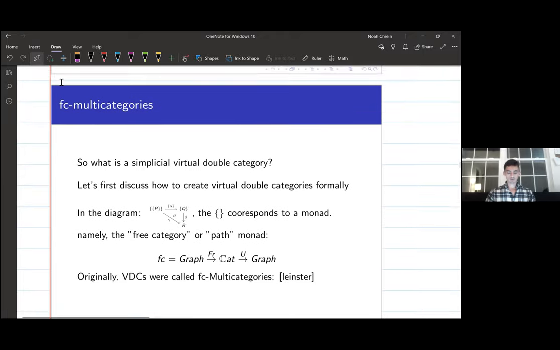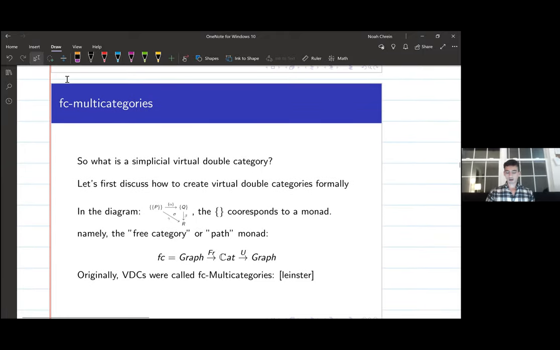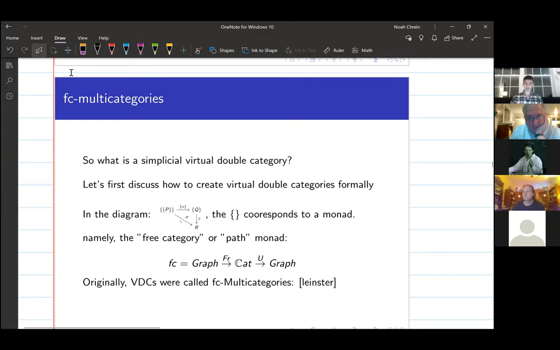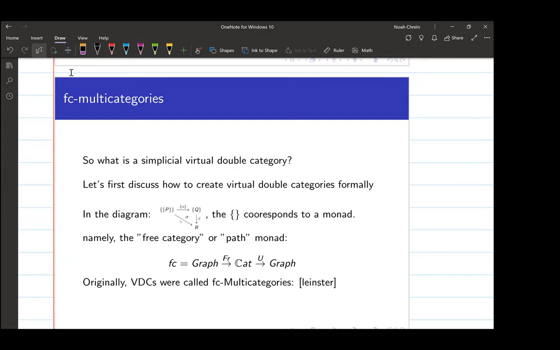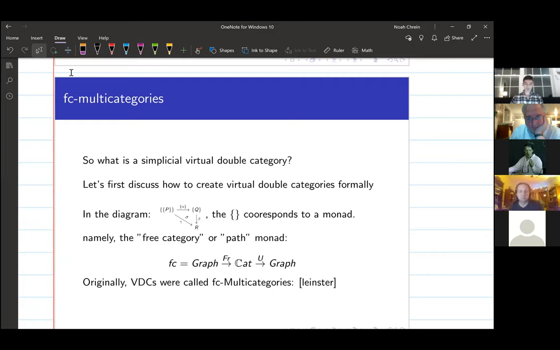So here's a question. What actually is a simplicial virtual double category? Sort of seems like this span construction, when we don't have pullbacks, needs to be a simplicial virtual double category, but what is a simplicial virtual double category? So in order to approach this question, I'm going to talk about how we create virtual double categories formally.